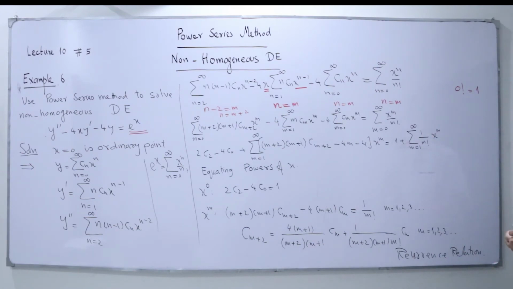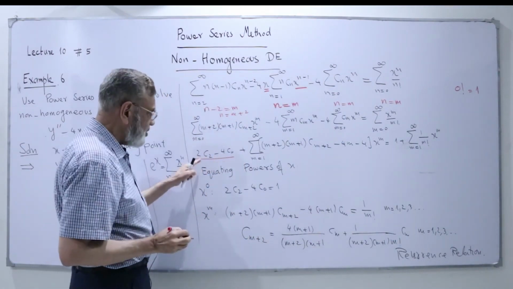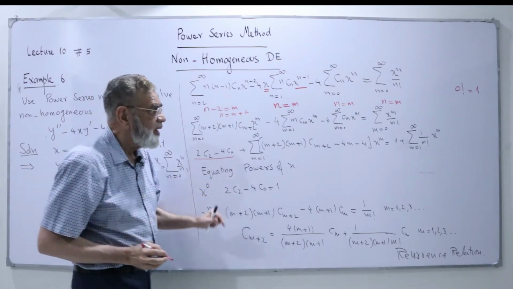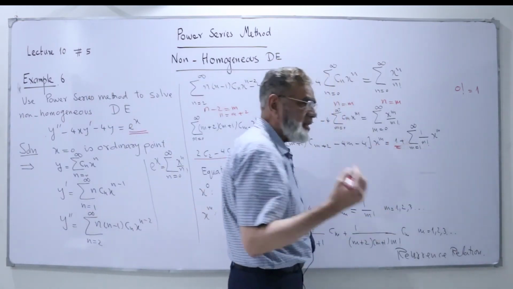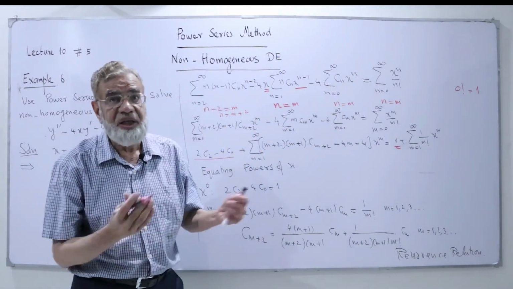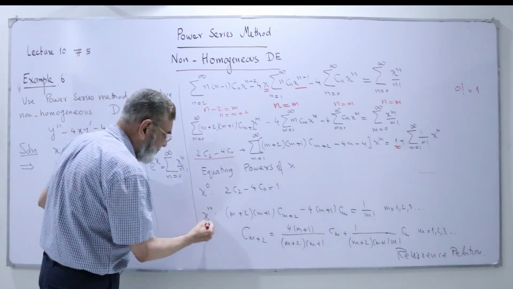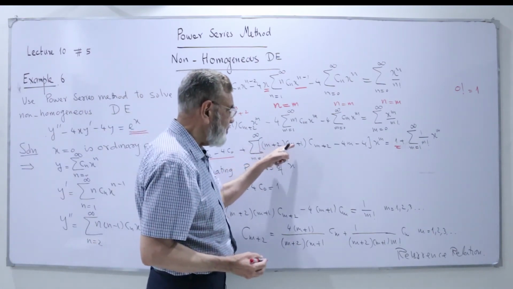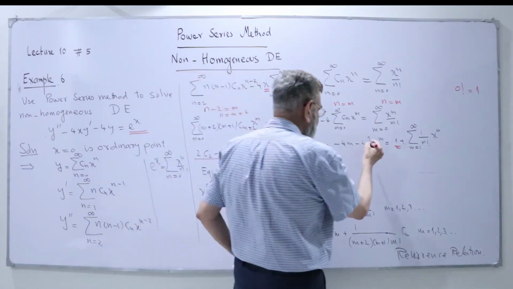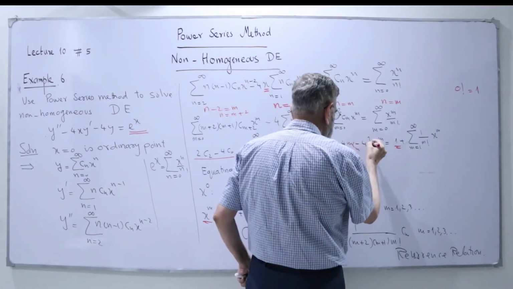Now we can equate the power of x from both sides. This is the power of x when x equal to 0: we have 2c2 minus 4c0 is equal to 1 on the right hand side. In the previous examples we had homogeneous equations and the right hand side was always 0. Now in this case the right hand side is not equal to 0, it has a value. So when we take the powers of m, we have m plus 2 into m plus 1 c, m plus 2, and with minus 4 common, we get m plus 1 cm, and here cm is missing, so we write cm here, and also here I write cm.